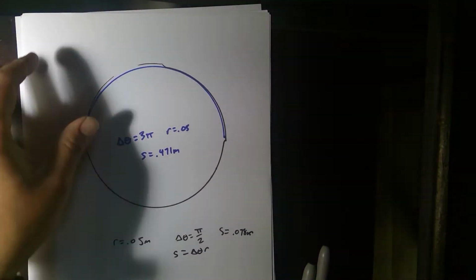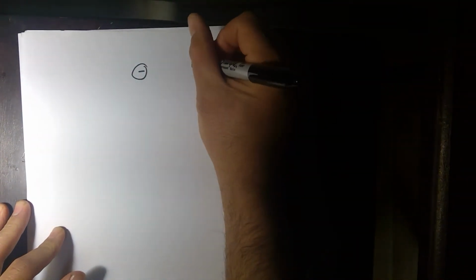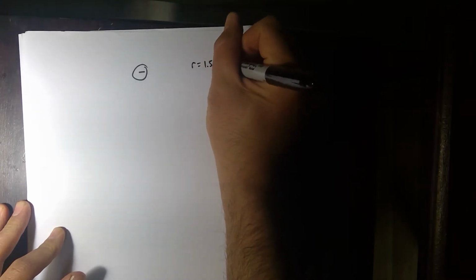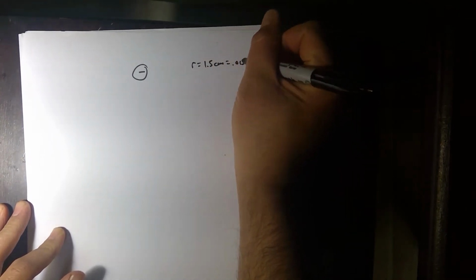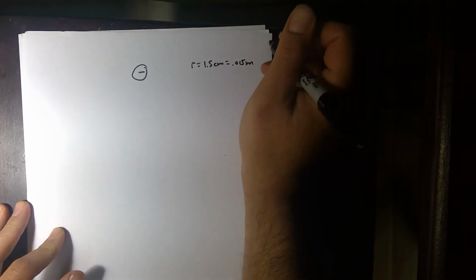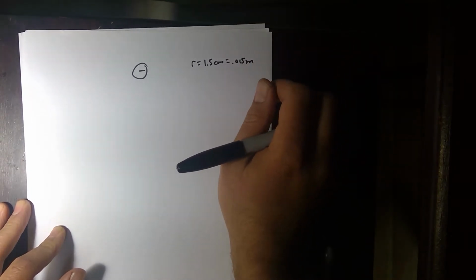So that's how we want to lead into problem 1, because if you take a look at problem 1, we've got a wheel. Its diameter's 3 centimeters, which means its radius is 1.5 centimeters. Right? So there's our wheel. R is 1.5 centimeters, or 0.015 meters. Always want to be in meters here. And then there's a cord wrapped around it.